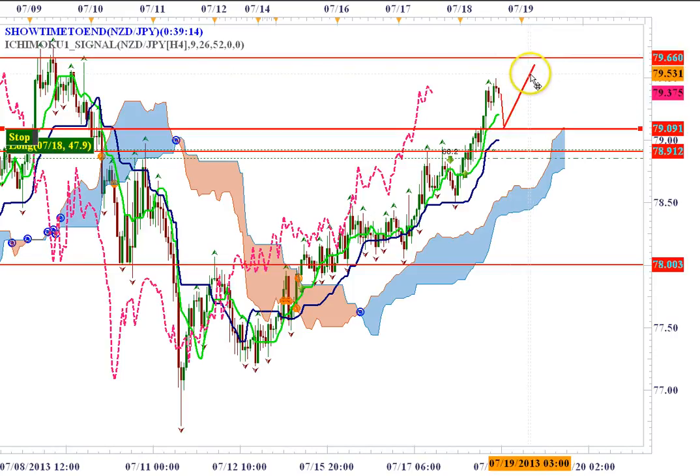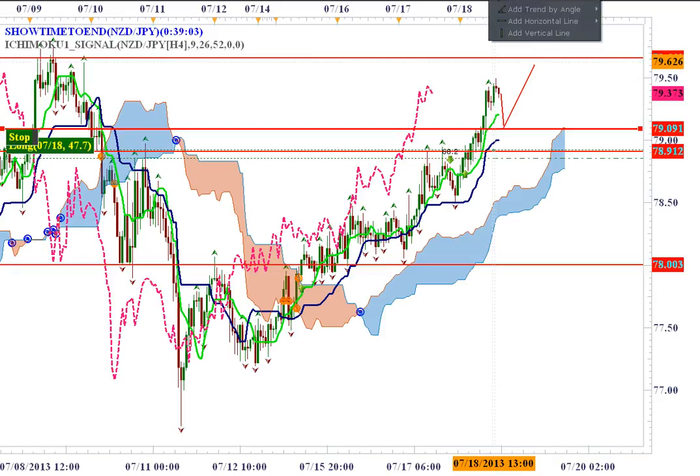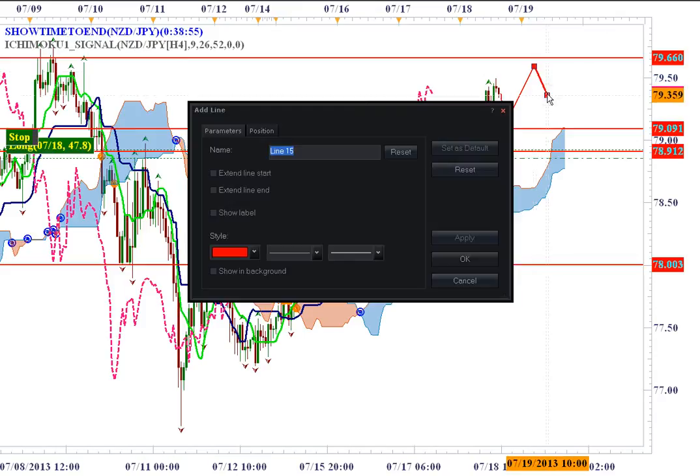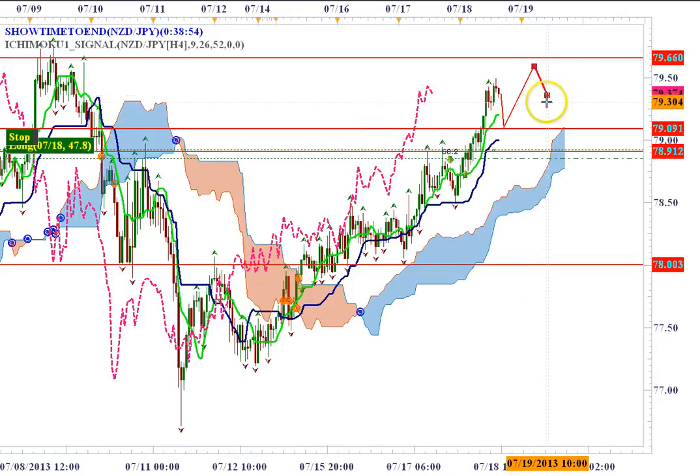Now here's what I'm going to be looking for. All right, so maybe price does this, and here's what I'll be looking for. Maybe price comes down here, and then maybe price hits that level. Maybe it breaks it a little bit.